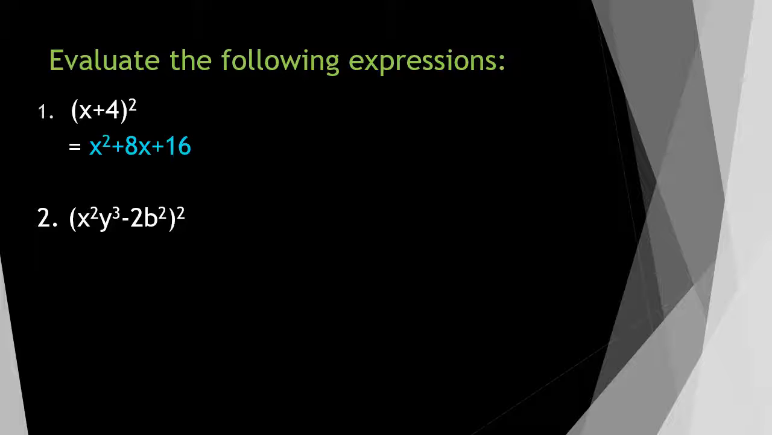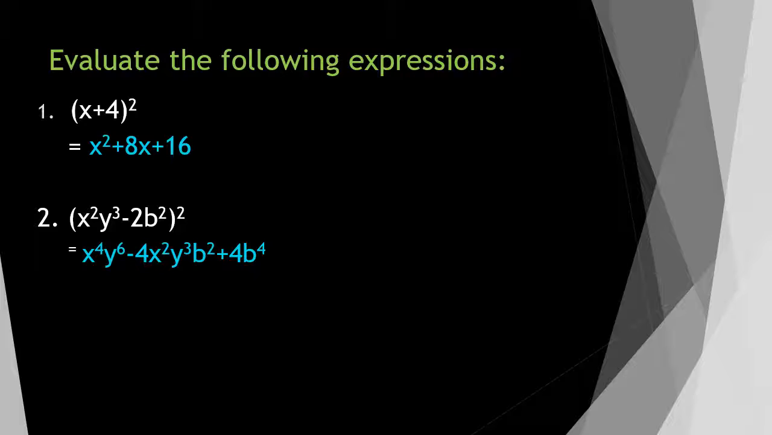x squared y cubed squared is equal to x raised to the power of 4, y raised to the power of 6. Apply the power law of the exponent, where given a power or an exponent, just simply multiply those exponents. Now we have x raised to the power of 4, y raised to the power of 6, minus 4x squared, y cubed, b squared, plus 4b raised to the power of 4.